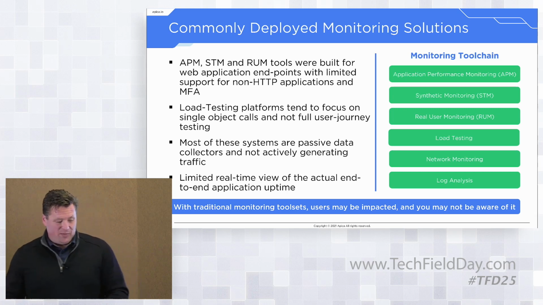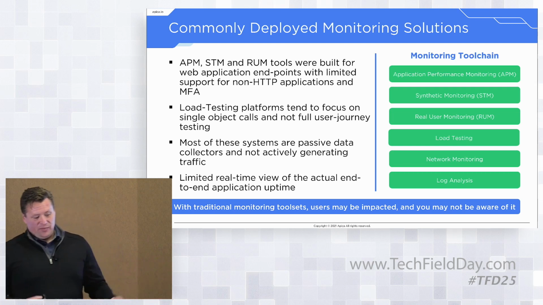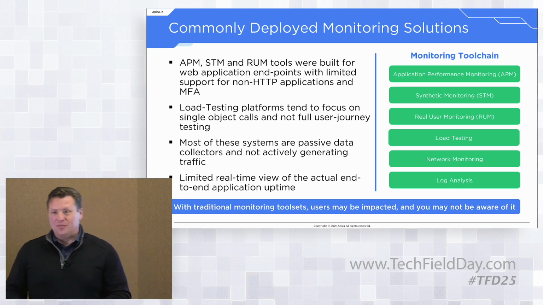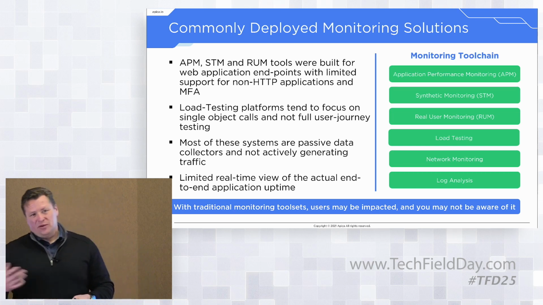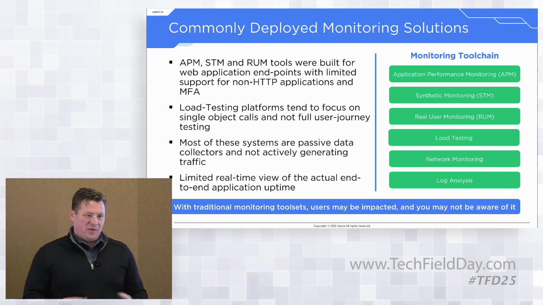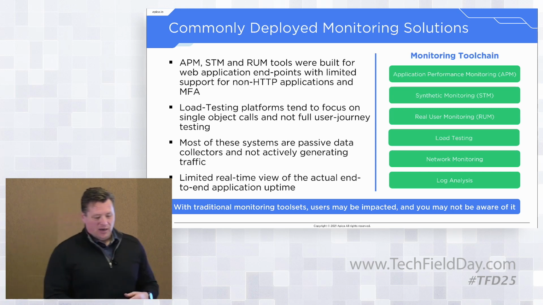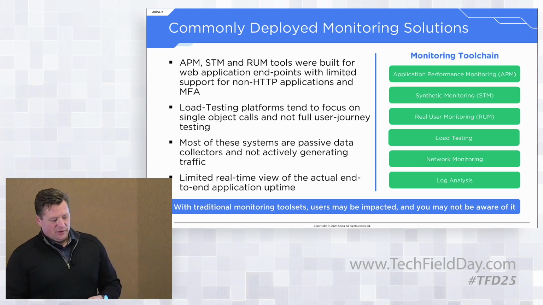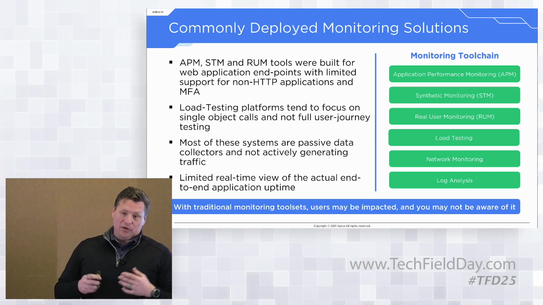So your typical APM, STM, and RUM tools were all built with this idea that we're going to test web application endpoints, and they've got very limited support for non-HTTP applications, and most of them don't have great support for MFA. They'll support some kind of key logic. They might be able to scrape something from Okta, or potentially pull in an SMS token. But getting past that with things like physical card transactions, they just can't do. Load testing platforms tend to focus on single object calls and not full user journey testing.